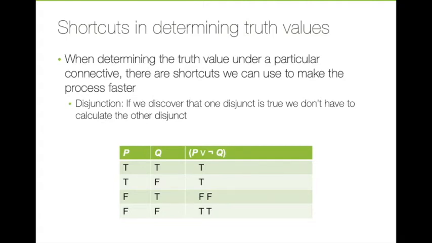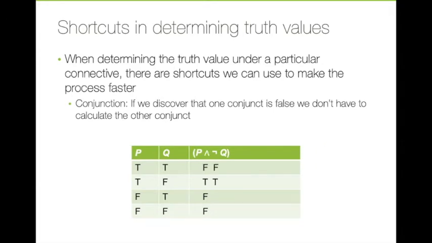However, we do have to determine the truth value of not Q in the third and fourth rows. Since P is false, we need to see whether or not the other disjunct, not Q, is true or false to determine the value of the disjunction. So given what we know about disjunction, there are some cases where we can skip calculating one of the disjuncts. The same will apply for conjunction.